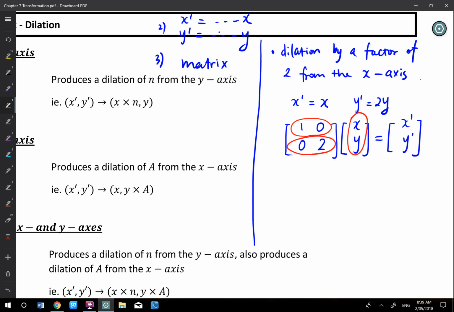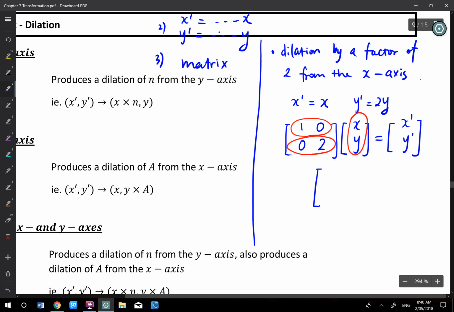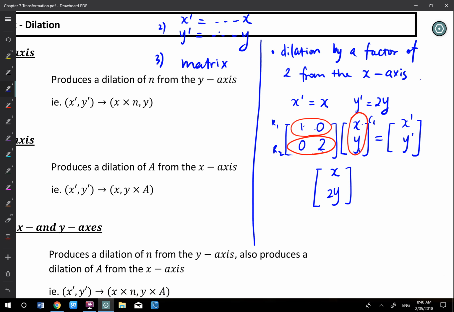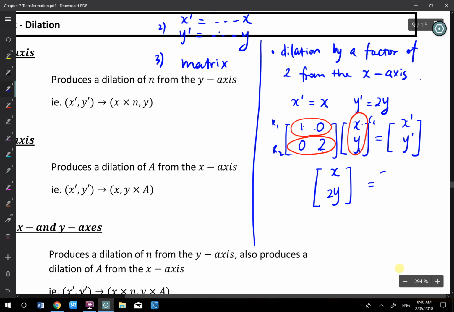So let's calculate the left-hand side. What can the left-hand side give me? First row times first column, like row 1, row 2, and that's column 1. So row 1 times column 1: 1 times x gives me x, 0 times y, nothing. And 0 times x gives me 0, 2 times y gives me 2y. So after the calculation, the left-hand side equals this. Just a multiplication calculation that gives me x and 2y, and we still make it equal to the right-hand side.